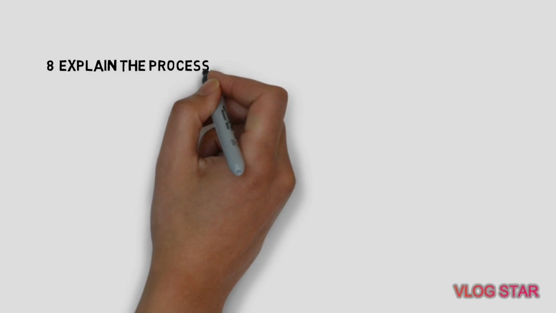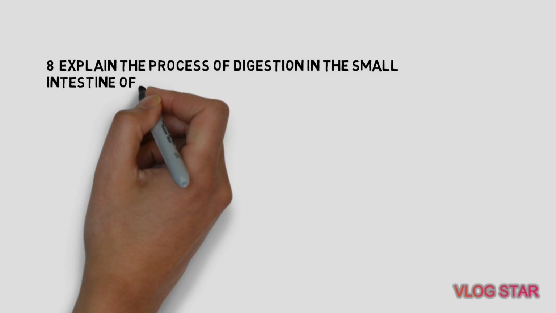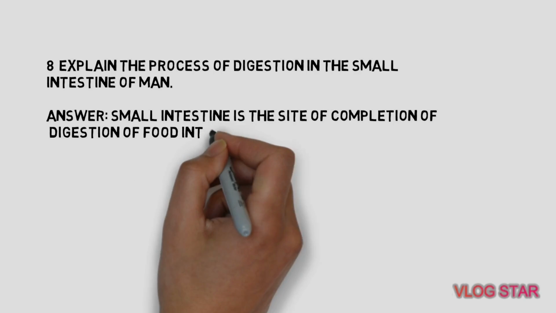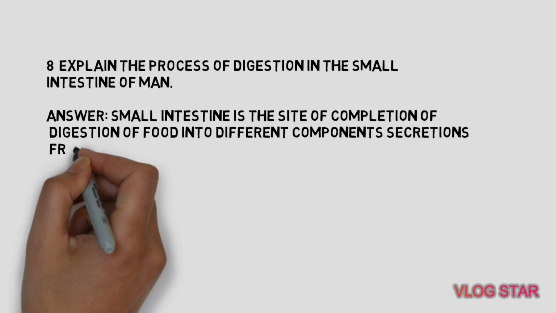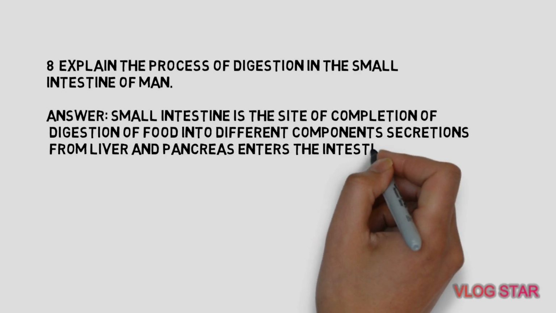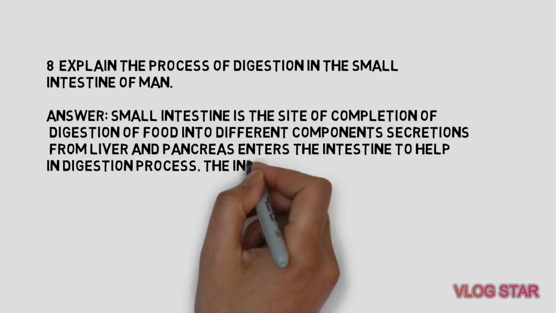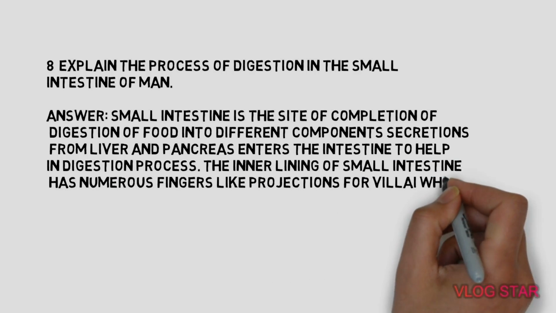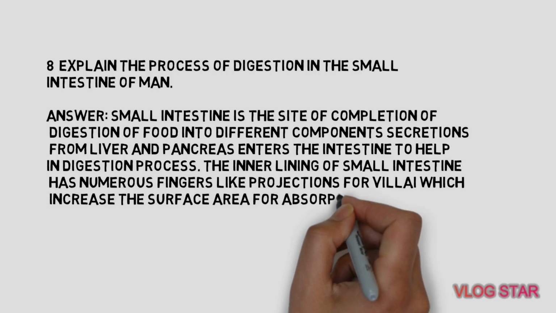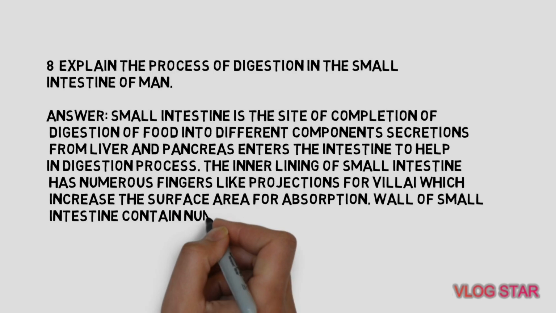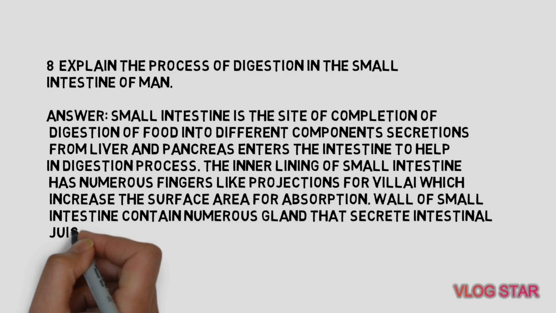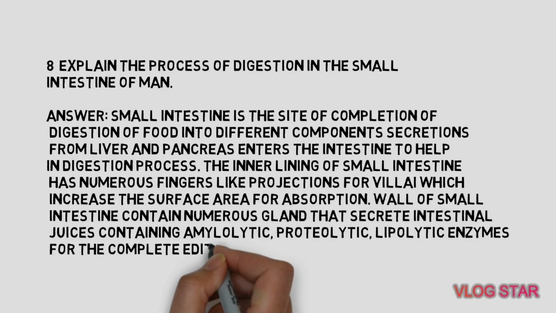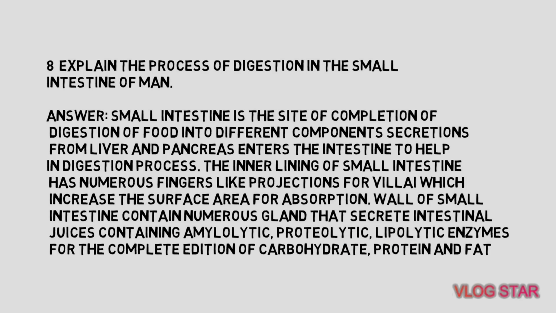8. Explain the process of digestion in the small intestine of man. Answer: small intestine is the site of completion of digestion of food into different components. Secretions from liver and pancreas enter the intestine to help in the digestion process. The inner lining of small intestine has numerous finger-like projections called villi which increase the surface area for absorption. The wall of small intestine contains numerous glands that secrete intestinal juices containing amylolytic, proteolytic and lipolytic enzymes for the complete digestion of carbohydrate, protein and fat.